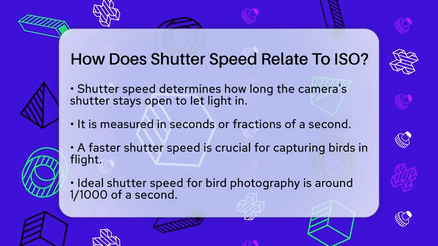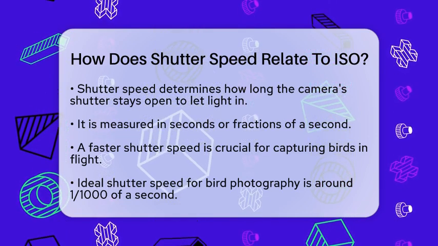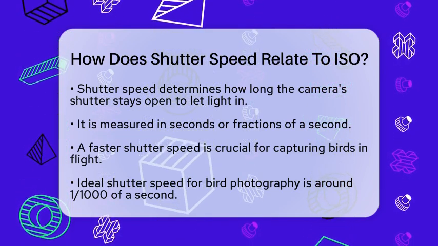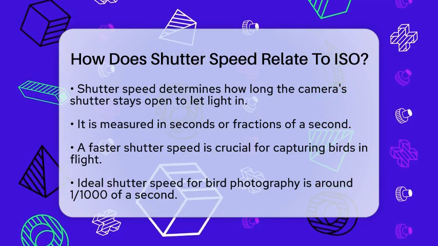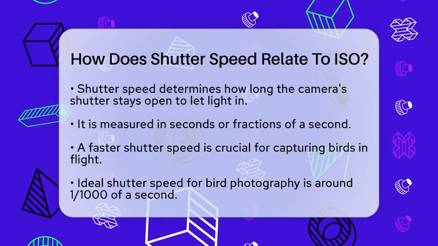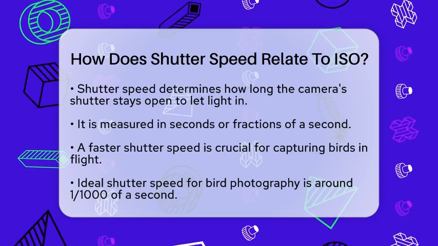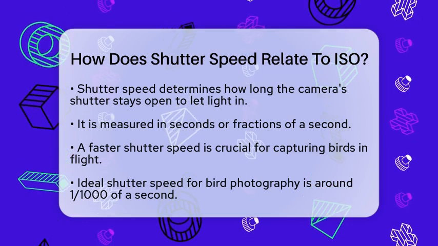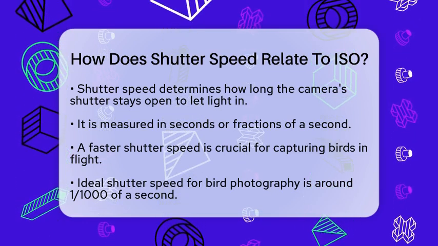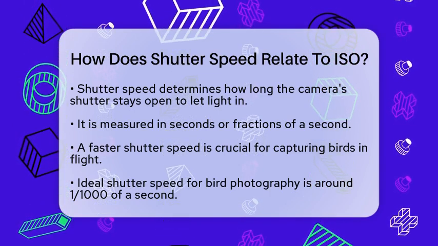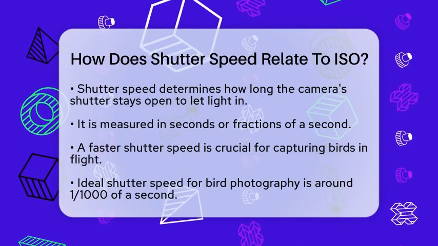Shutter speed is the amount of time your camera's shutter stays open, allowing light to hit the sensor. It is measured in seconds or fractions of a second. For bird photography, a faster shutter speed, like 1/1000th of a second, is ideal for freezing motion. This is essential when photographing birds that are constantly on the move.